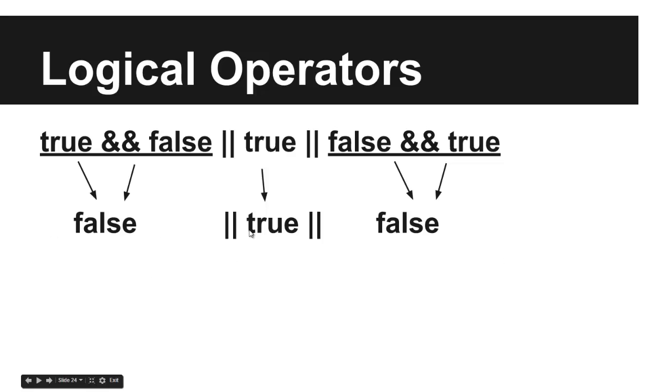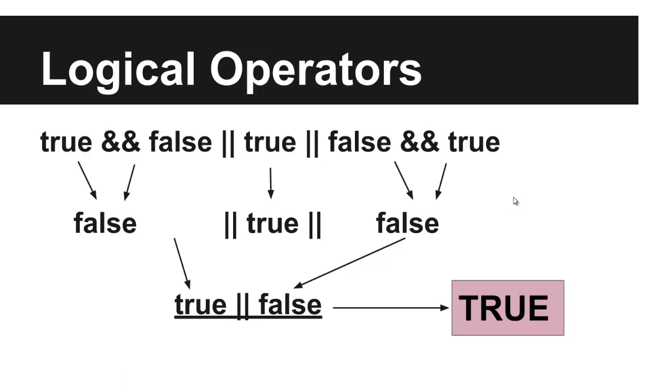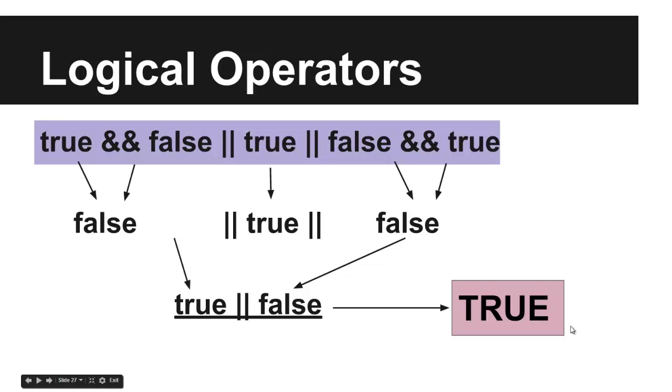And again, we just go left to right, right? So we get false or true, which is going to come back as true. And then that false, which we haven't dealt with yet, is just going to come straight down. So now we have true or false, with the logical OR. That ultimately comes back as true, because only one of them needs to be true. And so this whole big, complicated expression ultimately comes back as true. Okay? So we take this big expression, start with the logical ANDs, then work our way through the logical ORs, and ultimately we come back as true.